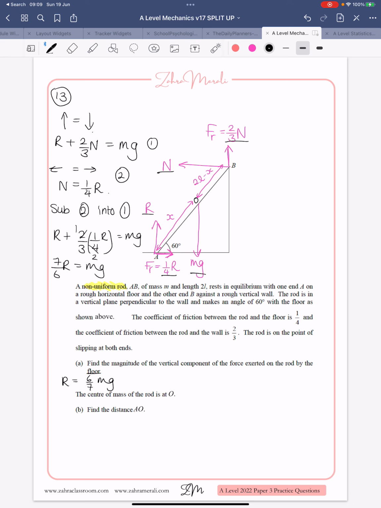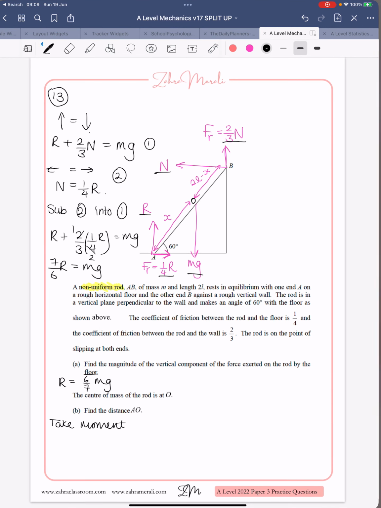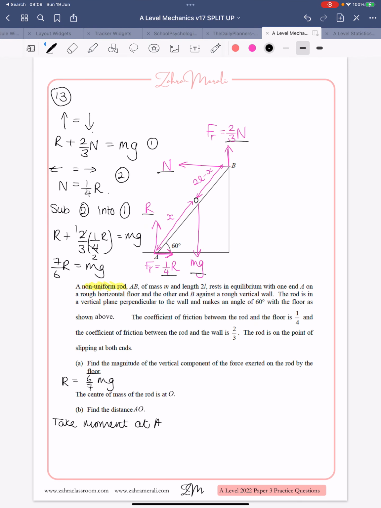Now we want to find the distance AO. So they've called this point O. I've labelled that distance X. And like we said, we're just going to follow those steps. So the next bit is simply to take moments at A. Now, remember, a moment is force times the perpendicular distance. So that's what a moment equals.